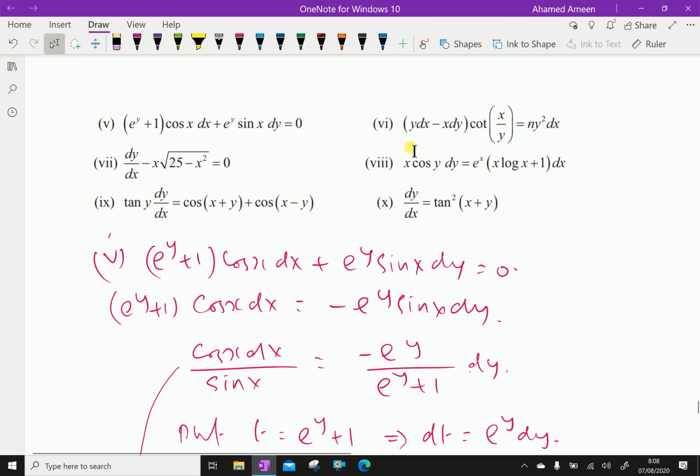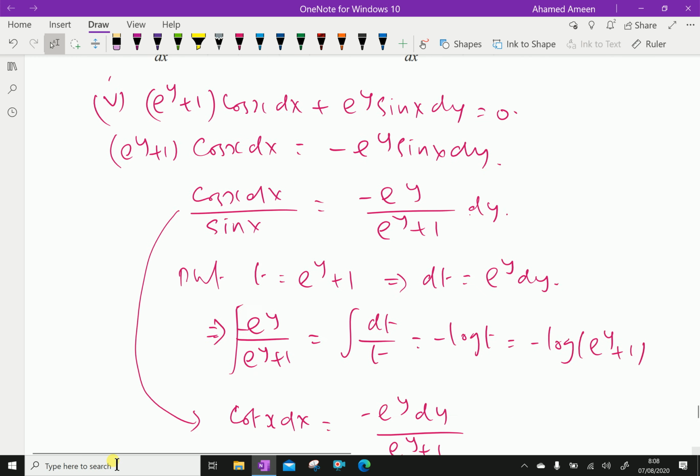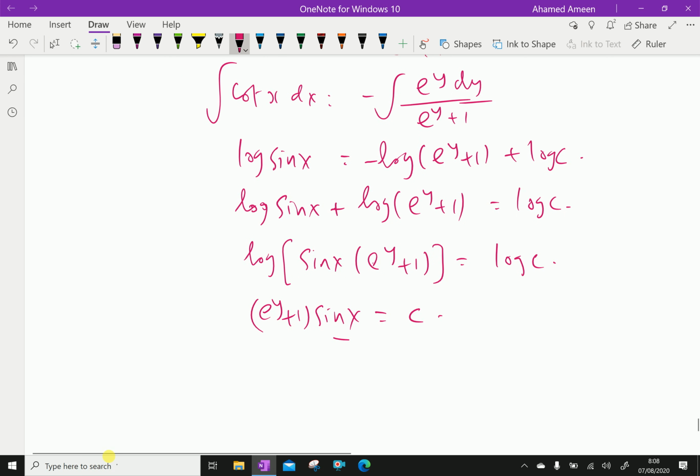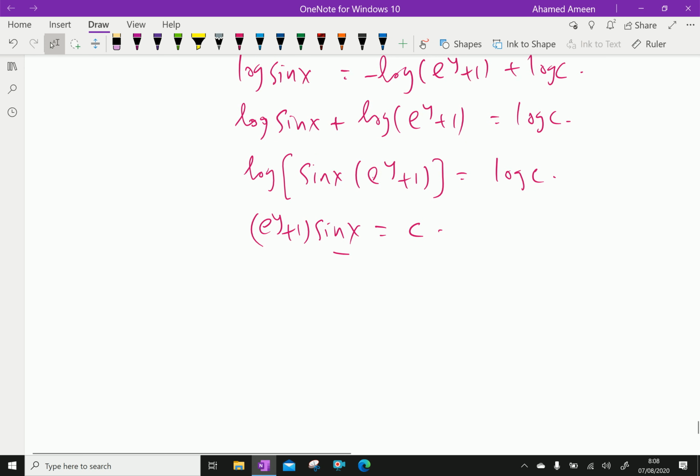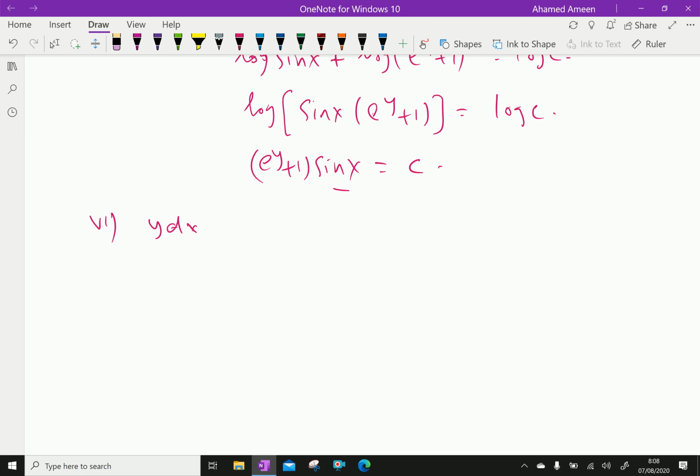Question number next, sixth one. y dx minus x dy cot of x over y equal n y square dx. y dx minus x dy of cot x over y equal n y square dx.